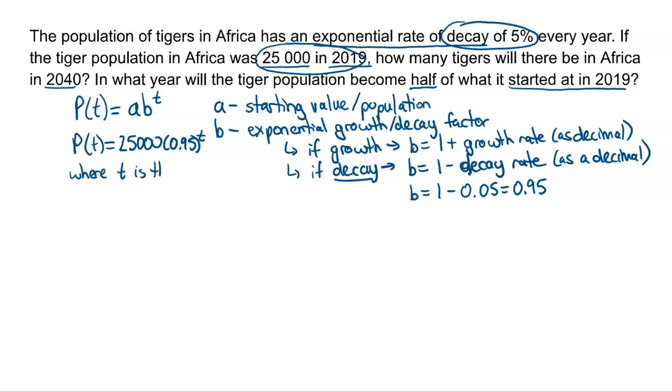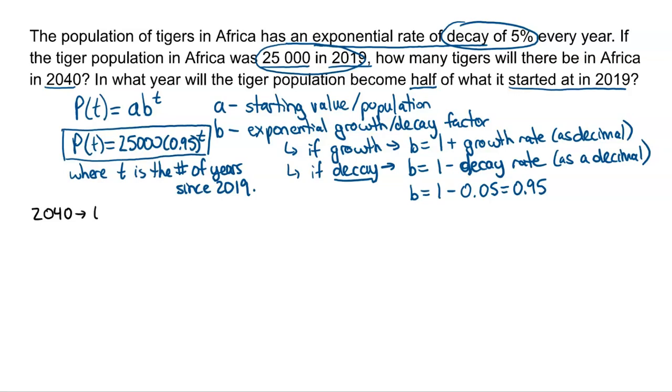Where t, and we have to be specific here, is the number of years. Sometimes with bacteria or things you might have number of minutes or hours, but here it's the number of years, and specifically since 2019, because that's where we're starting this equation off at. So we have to be very specific with how we define our t value. And so our p is our population of tigers after t years since 2019.